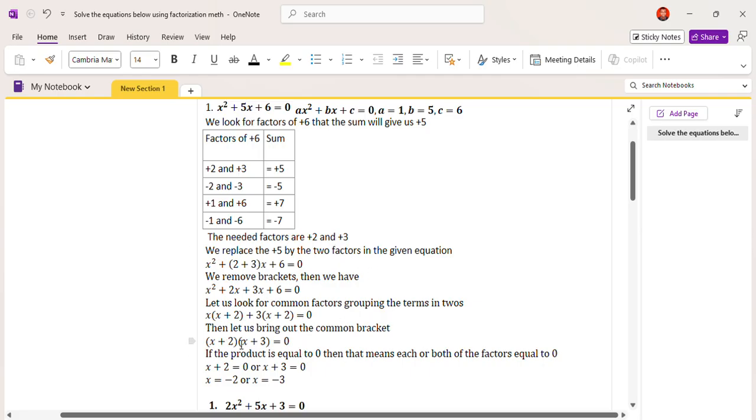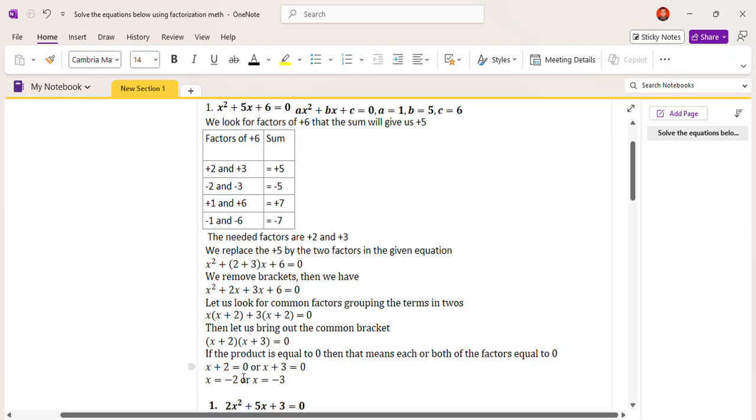So when we are saying x plus 2 bracket x plus 3, we understand that brackets stand for multiplication. The product equals 0. So it's either one of them equals 0 or the two of them. If the product is equal to 0, then each or both of the factors equal 0. So we are saying that x plus 2 equals to 0 or x plus 3 equals to 0.